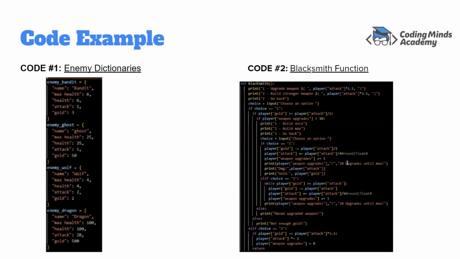I also used functions. So this was my blacksmith function and it was the most complicated one I had. It's simple, but basically, it has all of the blacksmith stuff in it, and then it's in a function, so I can loop through this function whenever I want to in the program. So if they want to go to the blacksmith, I'll just call this function.